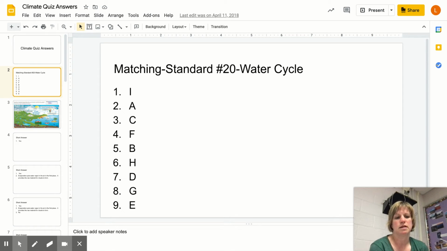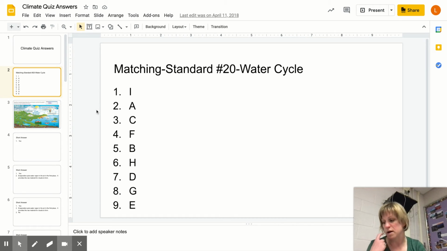Let me tell you this about the retake. The retake is going to be the exact same quiz with one exception. I am going to be mixing up the matching, right? So you can't just memorize the alphabet, you've got to think. Question number 1, the troposphere is I, the layer of the atmosphere that clouds form in.